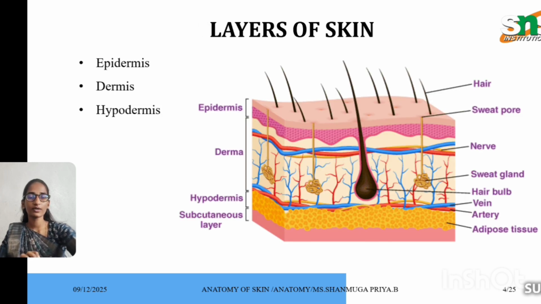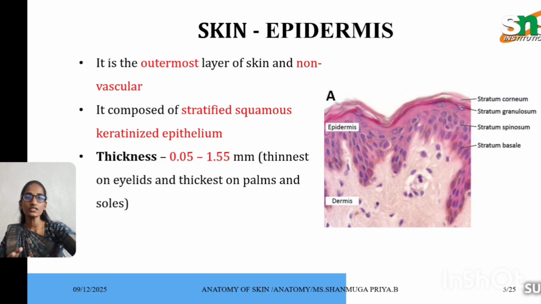And then we have mainly three layers of skin, namely epidermis, dermis and hypodermis. The epidermis is the outermost layer of the skin, and it is also non-vascular. It is composed of stratified squamous keratinized epithelial cells, while the thickness of this epidermis layer is about 0.05 to 1.5 mm. The epidermis is thinnest on the eyelids, while it is thickest on the palms and soles, especially in the glabrous skin.